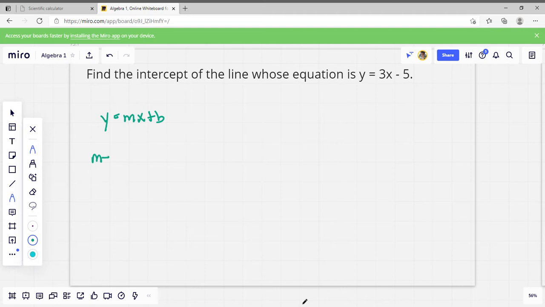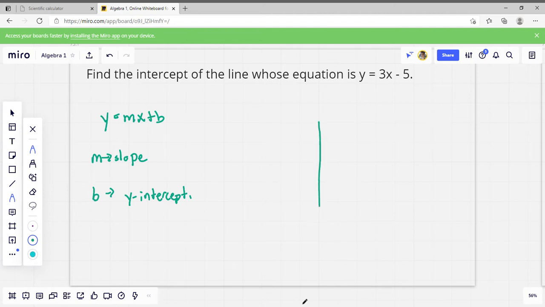M is our slope, and that just tells us how slanty our line is. B is what's called our y-intercept, and that's where our line crosses the y-line.